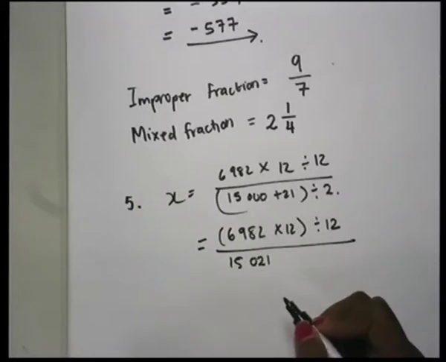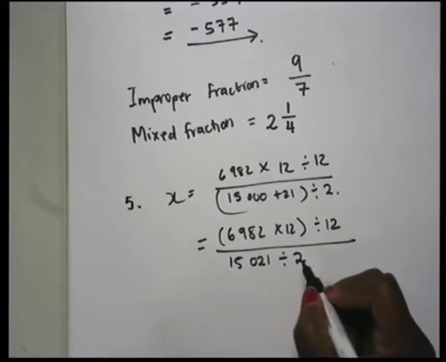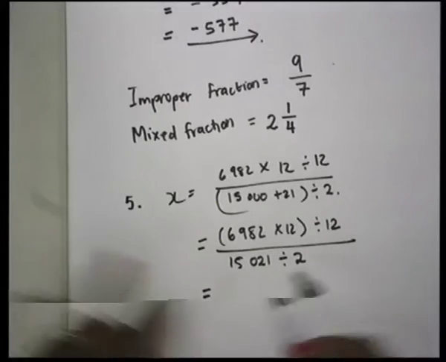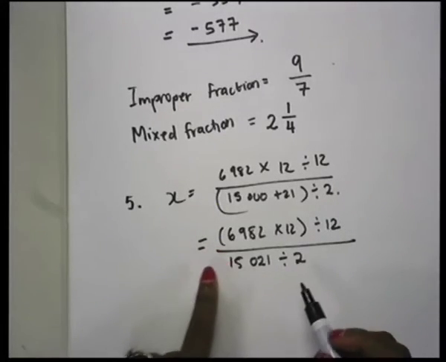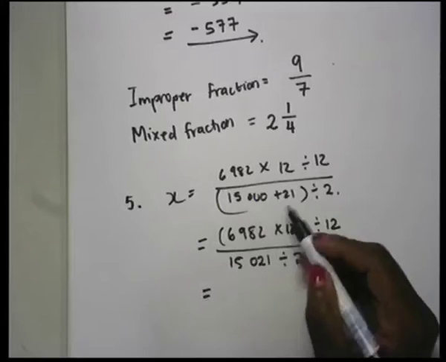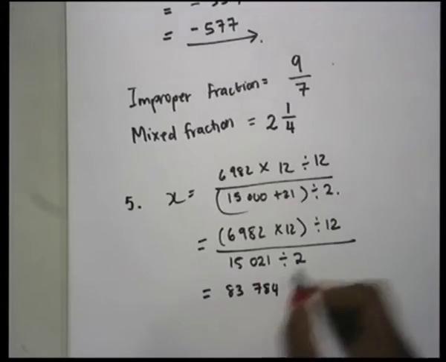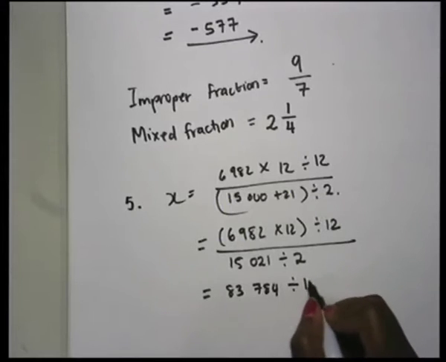So that will be 15,021 divided by 2. Now we need to first calculate the top part. So 6,982 times 12 is equal to 83,784. And then we also need to divide that by 12.